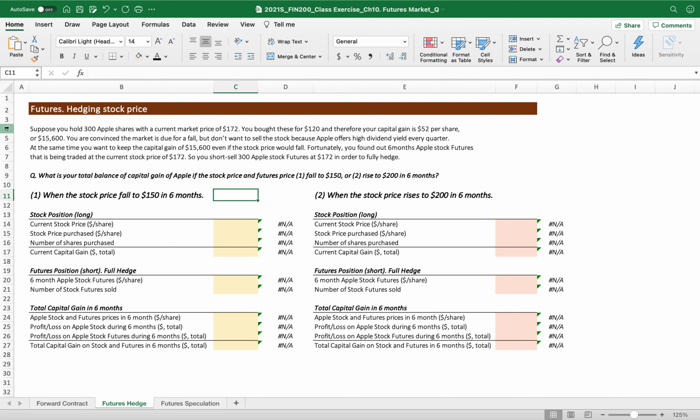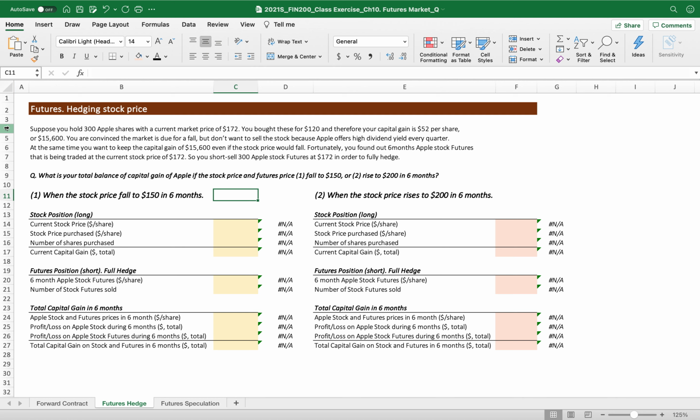Suppose you hold 300 Apple shares with a current market price of 172. You bought these for 120 and therefore your capital gain is $52, the difference between 172 and 120. So 52 times 300 is 15,600, the capital gain at this moment.